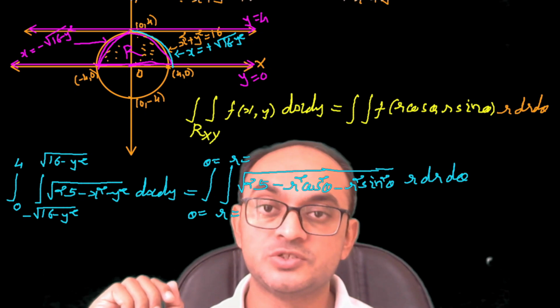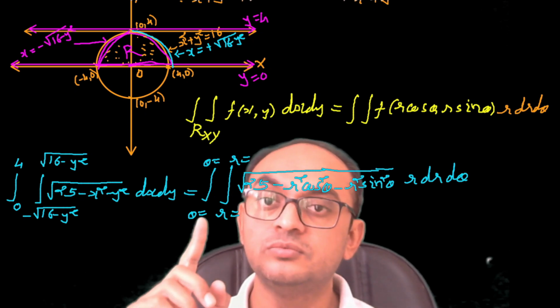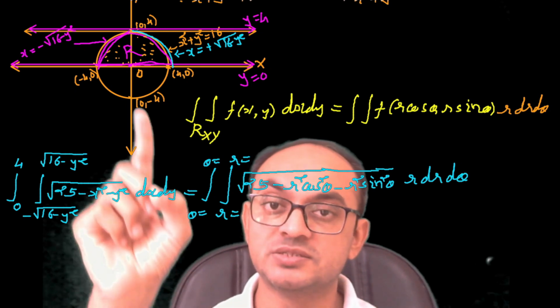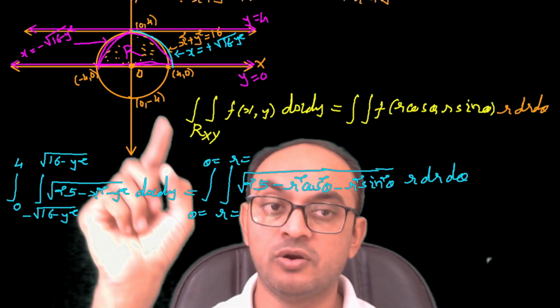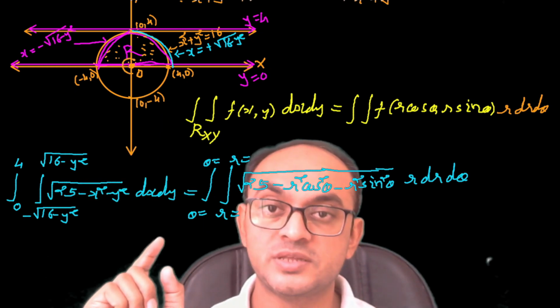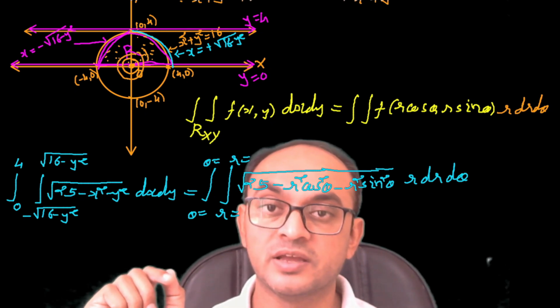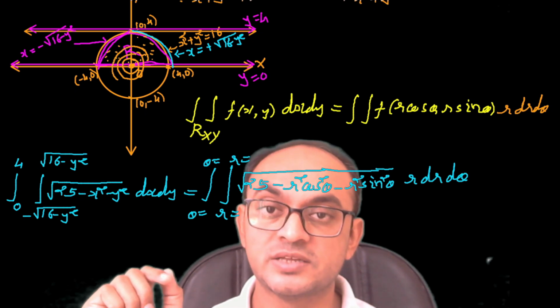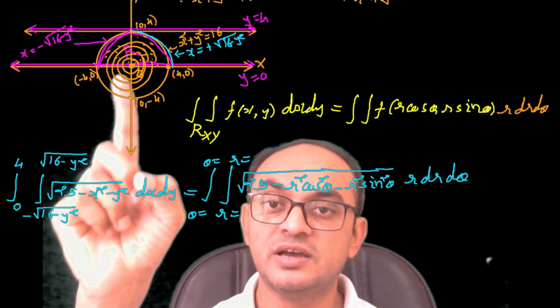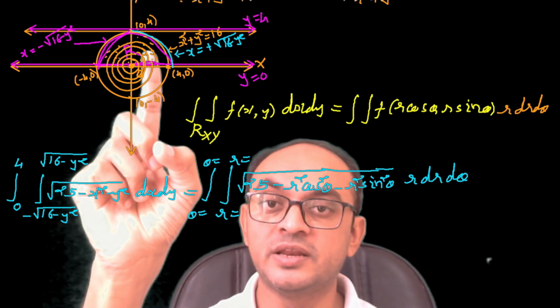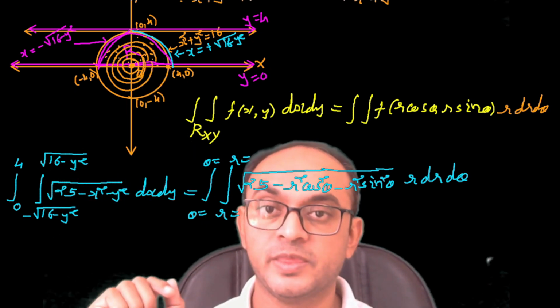I have tried to reach all these points. So how do I reach? I start with radius 0, right? So I start with the origin, I draw a circle with a very small radius, then a circle with a little bit larger radius, then again a circle with a larger radius, and again a circle with a larger radius. So actually I have started with the radius r equal to 0 and I am increasing this radius, right?